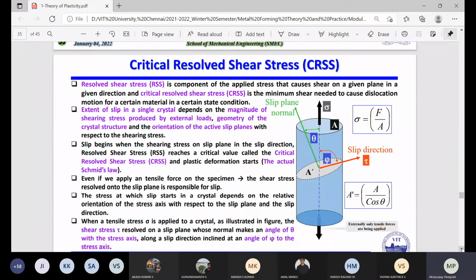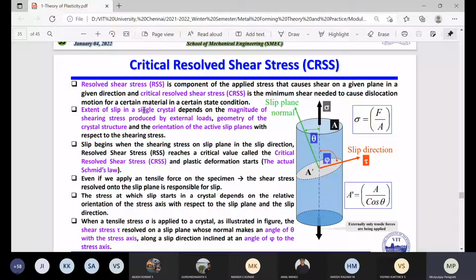Okay, so this one is important. We have to think about the basic meaning of the critical resolved shear stress, and also understand what resolved shear stress is. Both are almost the same. So I mentioned here the resolved shear stress is the component of the applied stress that causes a shear on a given plane in a given direction. So that means you are giving that stress to make slip on one plane in a given direction, whatever we have discussed in the past.